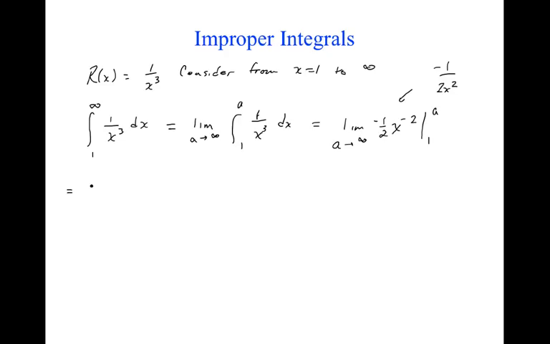Okay, so we have the limit as a goes to infinity. Plugging in a, negative 1 over 2a squared. And then it would be minus a minus, so plus 1 over 2 times 1 squared. Check my math. Did I make any mistakes here? Look good? Okay, so we need a fact now.